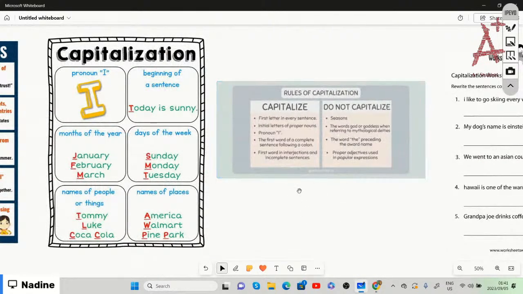We do not capitalize seasons. So we do not have to capitalize summer, autumn, winter, spring. We don't capitalize that. The words gods or goddesses, like the idols, right? When referring to mythological deities, we do not capitalize it. The word the, we don't capitalize it, right? And proper adjectives used in popular expressions, we do not capitalize.